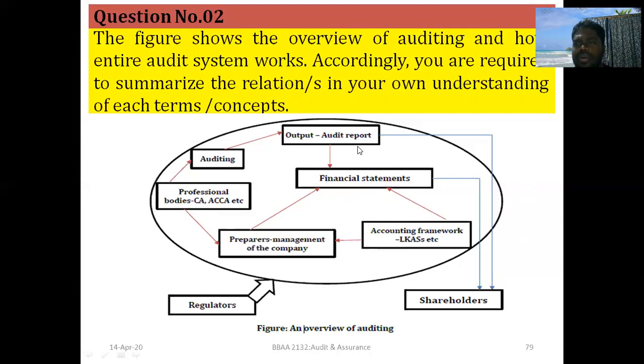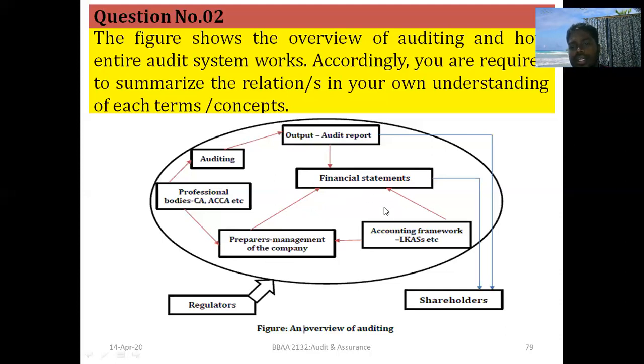Audit report, auditor, whatever way you can say. What's the connection with the financial statement? The auditor gives the opinion on the financial statement, based on the financial statement. Then, which is number three? This one says preparers. Preparers mean the managers of the company. Then the arrow towards this financial statement. Then you can say the financial statements are prepared by the management of the company.